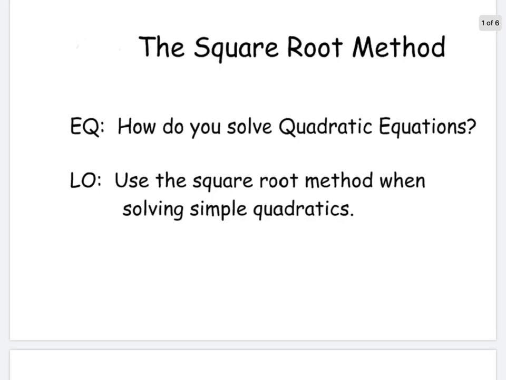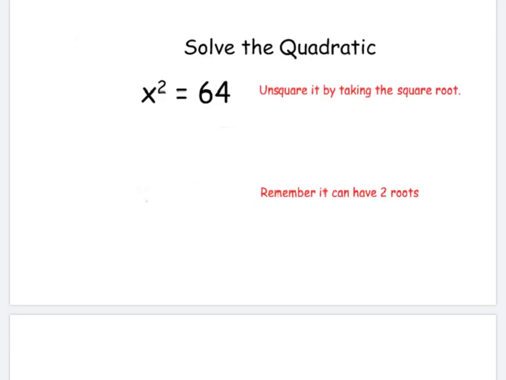This lesson is going to look at solving quadratic equations in an easier method than graphing. The first method that we're looking at is the square root method. The square root method involves doing exactly what the method's called, taking the square root. So if we have a simple quadratic equation like the one you see there, x squared equals 64, I can unsquare it or solve for x by taking the square root of each side.